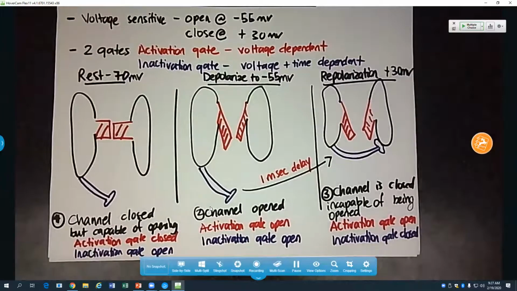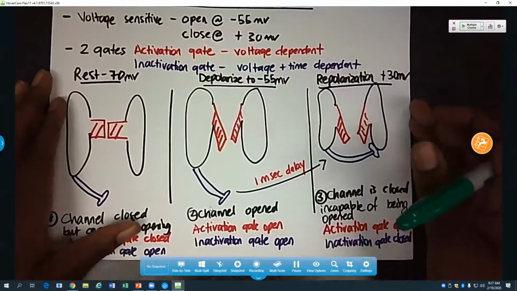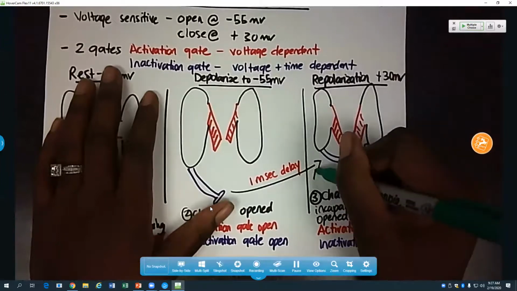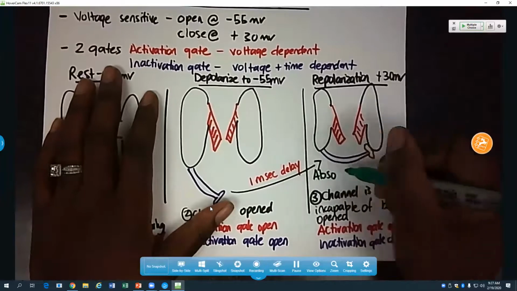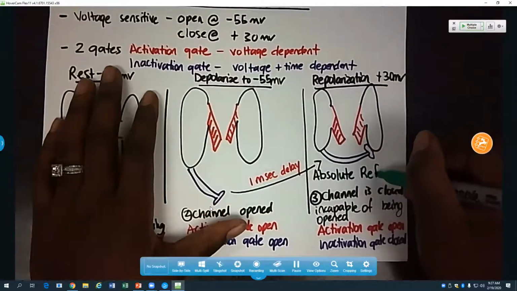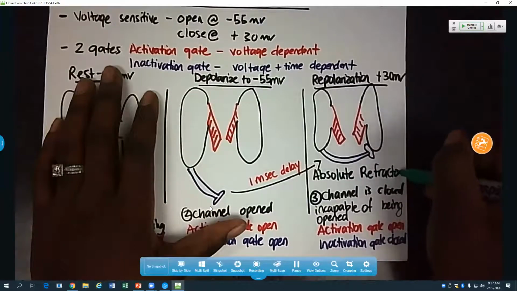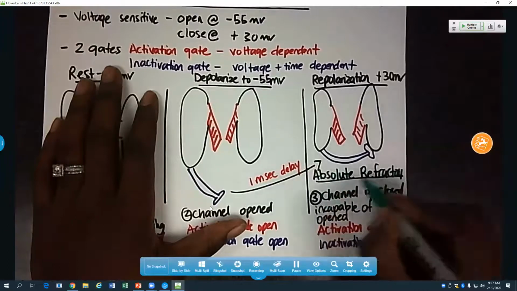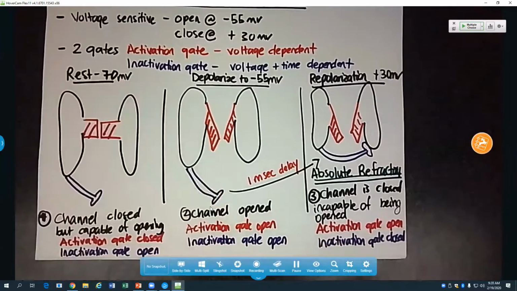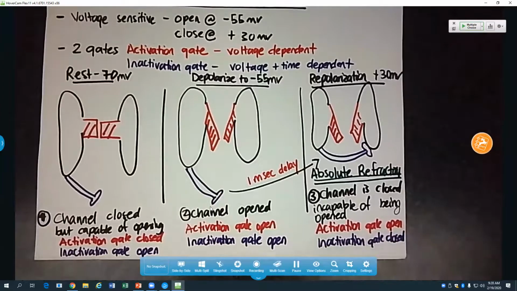And so we want to describe this channel relative to something that we're going to speak about today. Okay, this is called the absolute refractory period. So this state of the channel represents the absolute refractory period. Okay, we're going to describe what this means, but during this phase, or when the channel is in this state, we cannot fire another action potential.